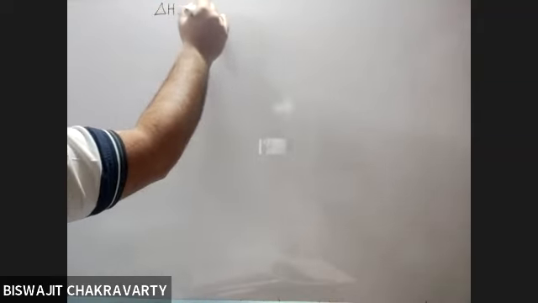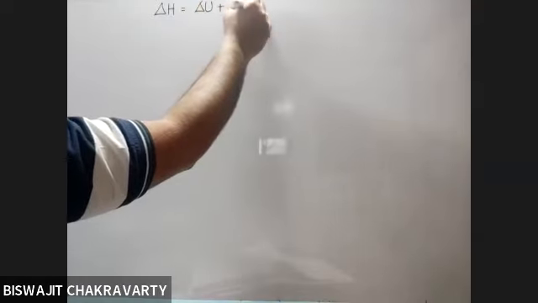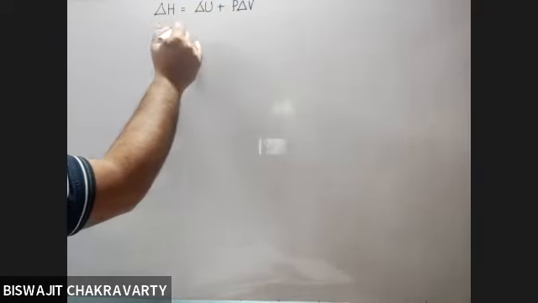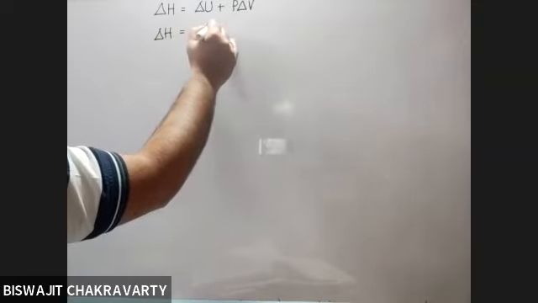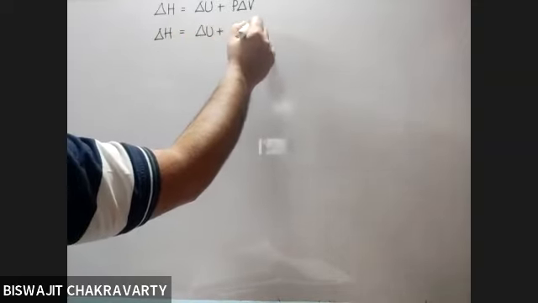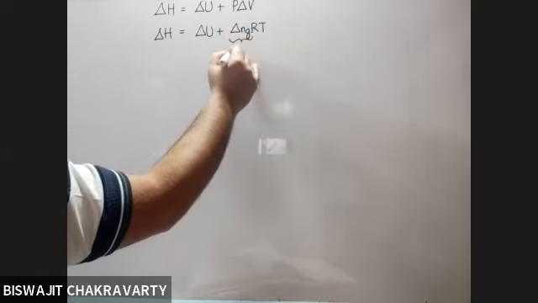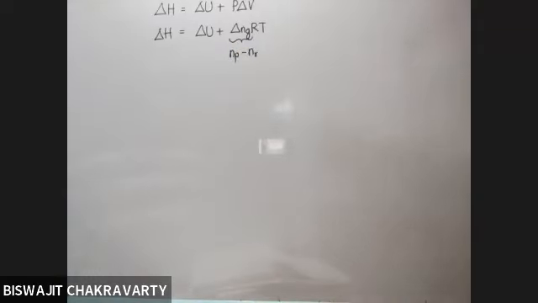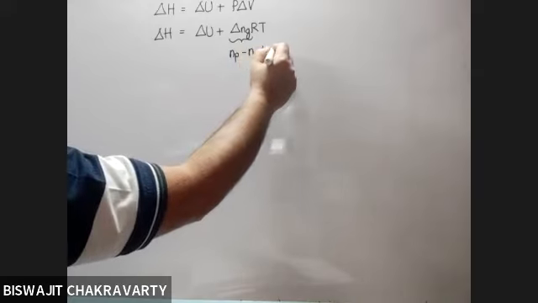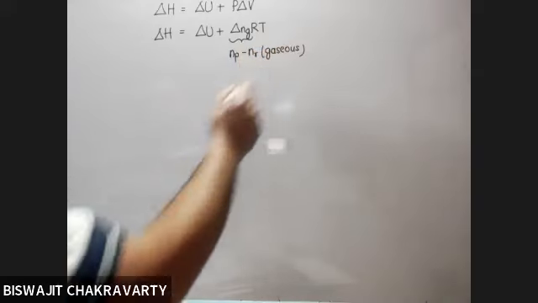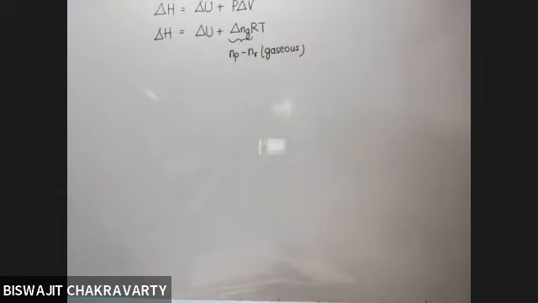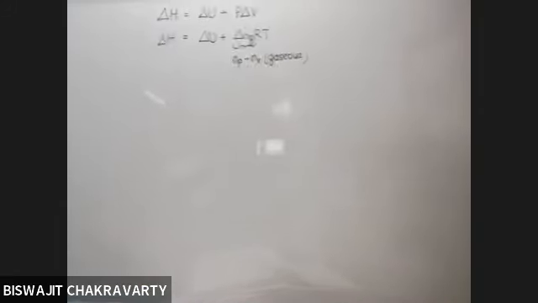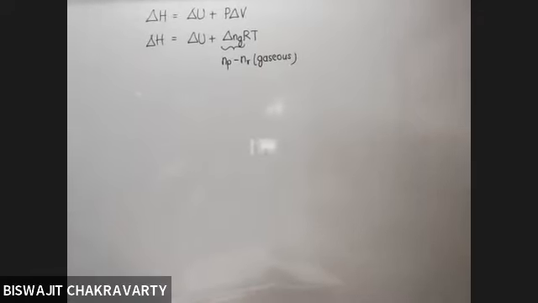So we had discussed one relation, rather two relations, one of which was delta H is equal to delta U plus P delta V. And the second relation was delta H is equal to delta U plus delta NgRT, where delta Ng is number of moles of products minus number of moles of reactants only for the gaseous system. Only for gaseous reactants and products. So this is what we have learned till the last class.